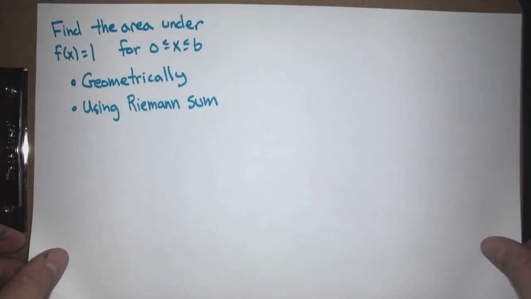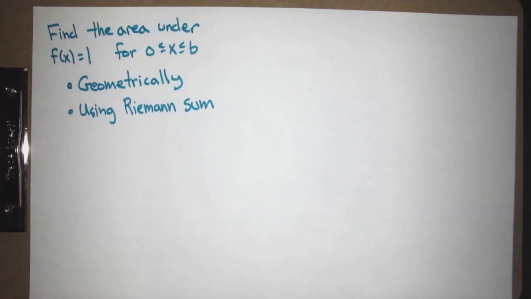All right. So we'll have that for reference as well. So let's find some areas. We'll start with the function 1. Find the area under the function f of x equals 1 between 0 and b, and we're going to do it in two ways. Geometrically and using a Riemann sum.